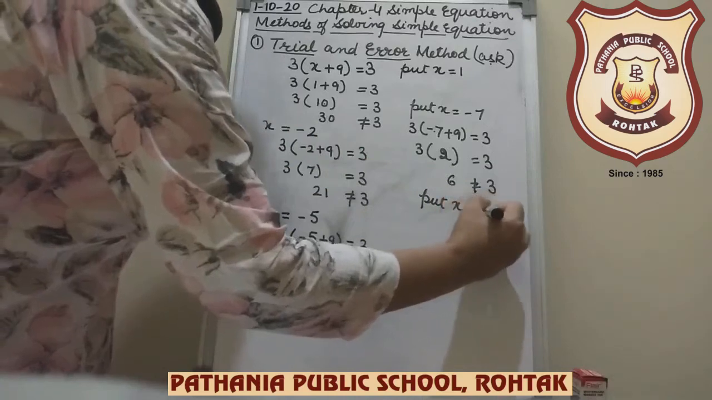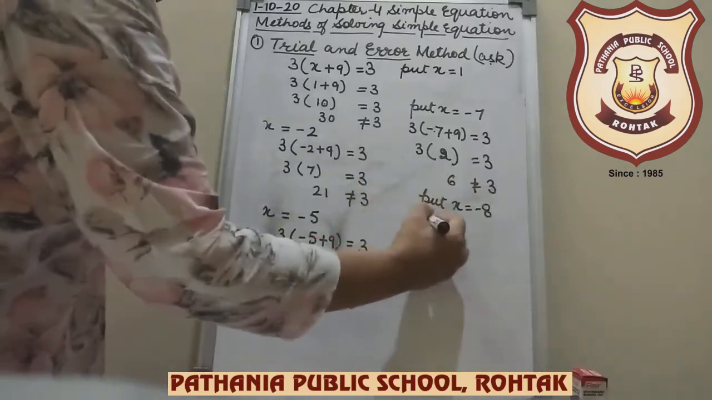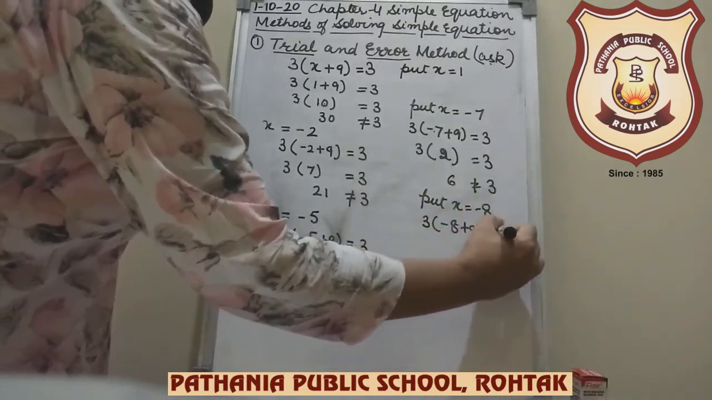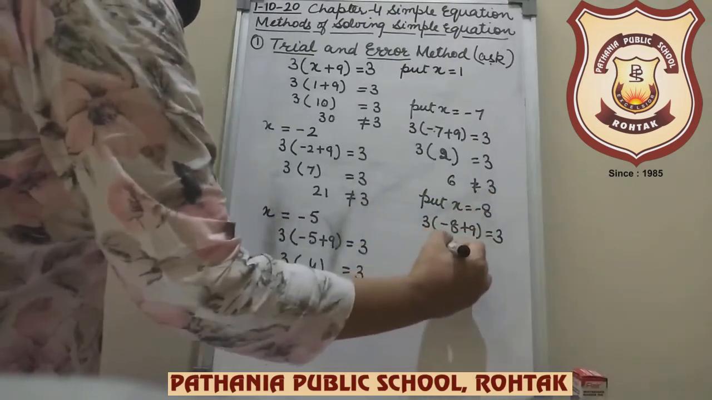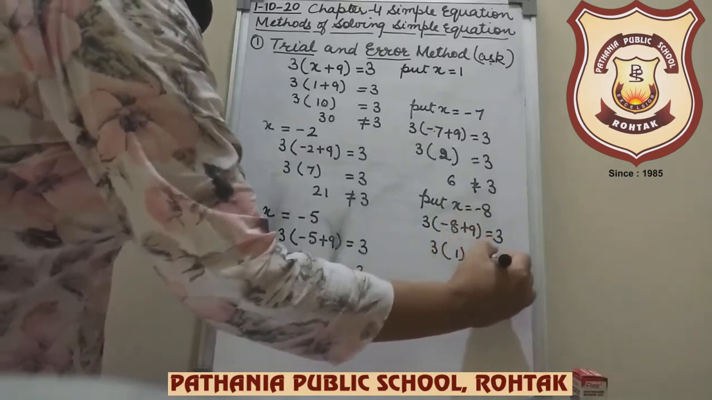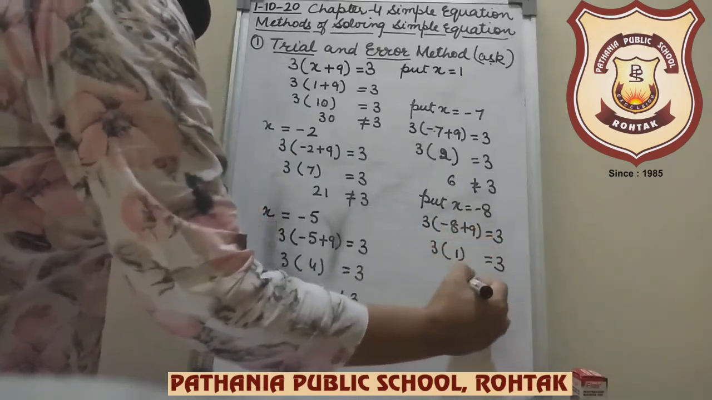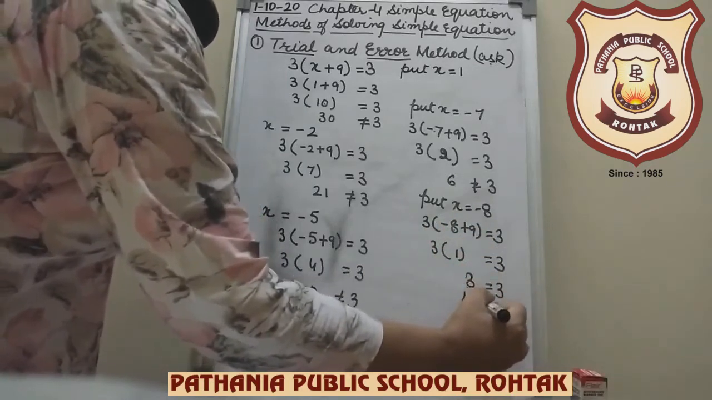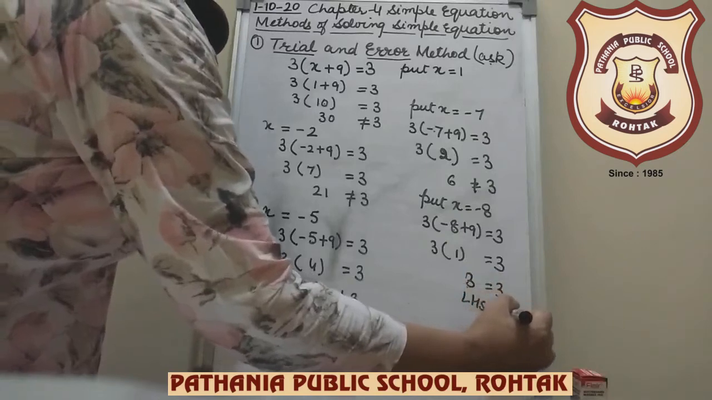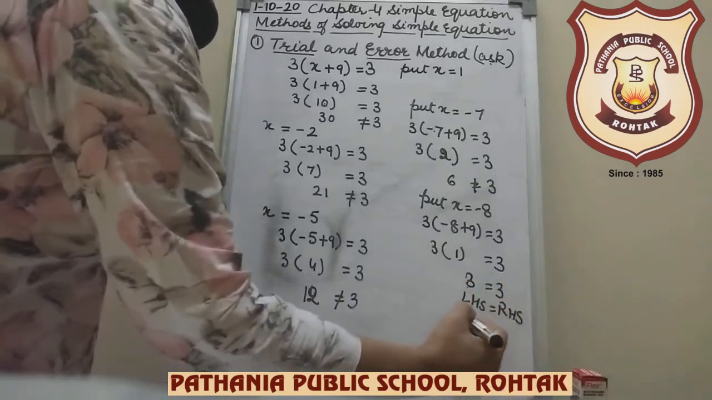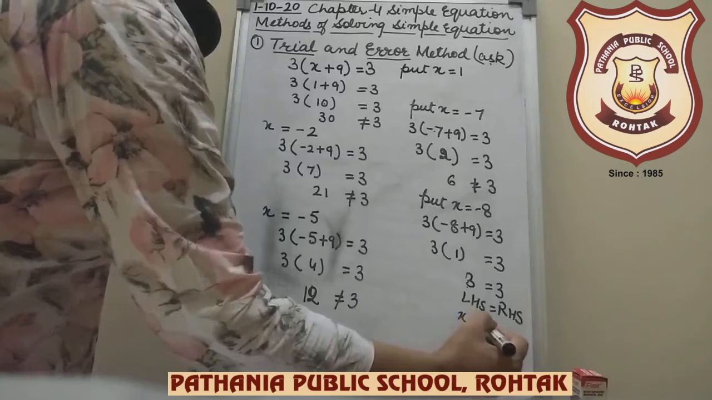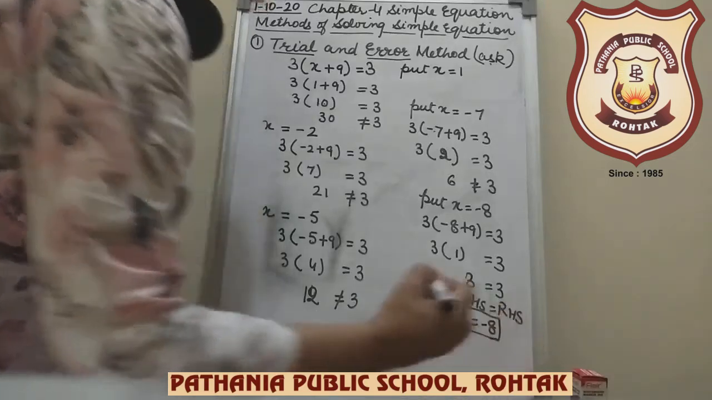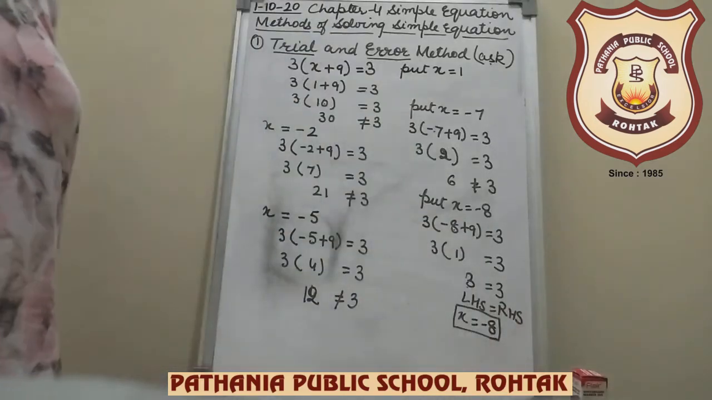x is equal to minus 8. 3 minus 8 plus 9 is equal to 3, and this will become 1, and this is equal to 3. 3 multiplied by 1 is 3, and 3. Now left hand side is equal to right hand side. So x is equal to minus 8. This is the solution. This is the perfect value for the variable.